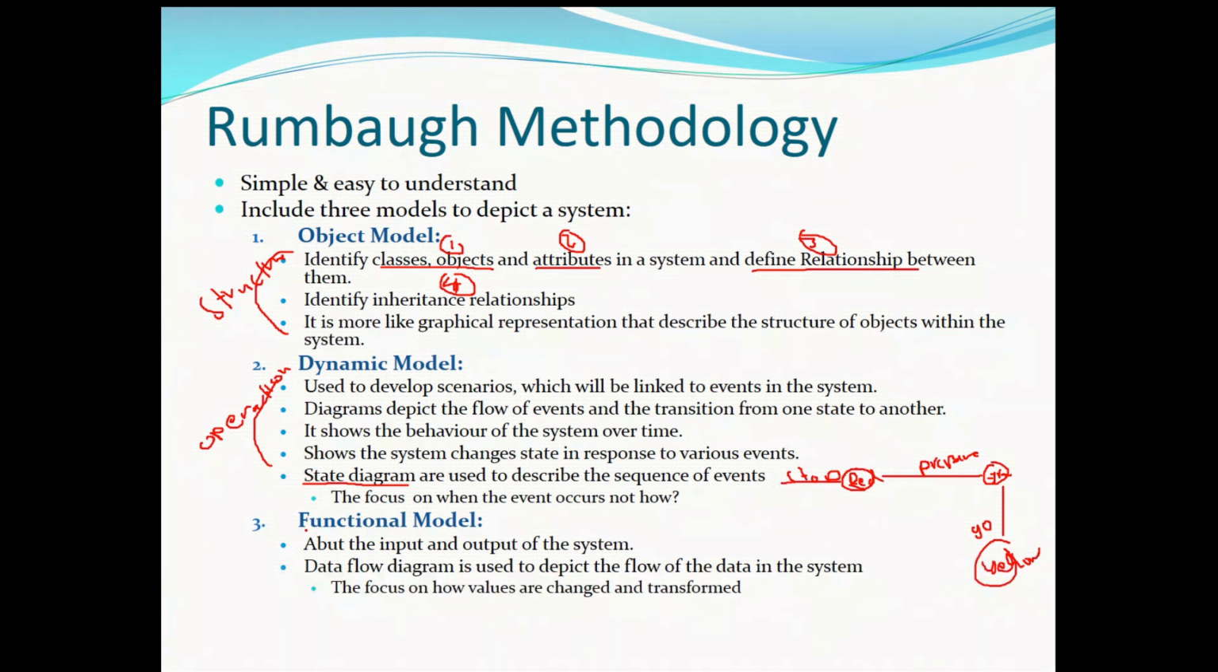The last one is the functional model, and the focus of this one is on the data. What happens to the data through the system? Is it changed or not changed? What's the input of the system, and what's the output of the system? So what's coming in and what's going out of the system? So three models: the object model looks at the structure; the dynamic model cares about the operation; and the functional model is more like following what happens to the data in or outside the system.